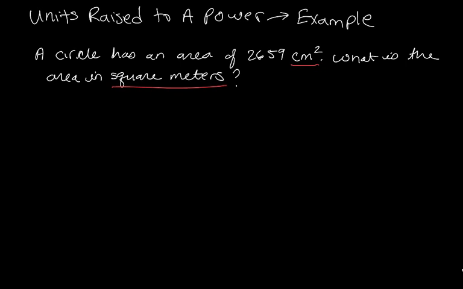Well, as we've learned in dimensional analysis, you always start with your given value, which is 2659 centimeters squared. And we're going from metric to metric, so our given unit is on the top, so it's going to go on the bottom. Our desired unit of meters is going to go on the top.